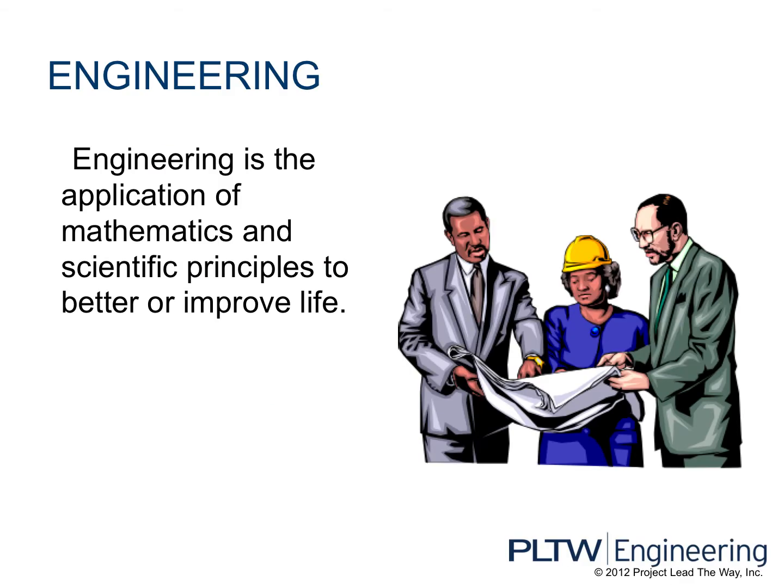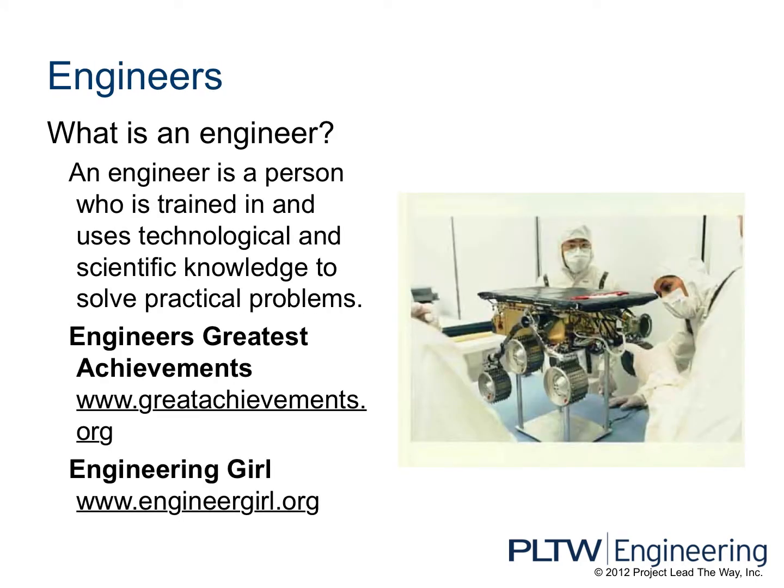You can see the definition of engineering right here: the application of math and science principles to better and improve life. But another way that I like to think of it is that engineers use math and science principles to solve problems. That definition of solving problems is repeated here. So you can see an actual engineer is a person who is trained in and uses technical and scientific knowledge to solve practical problems. What we mean by practical problems are problems that have been justified by research and data that there is a need to be solved.